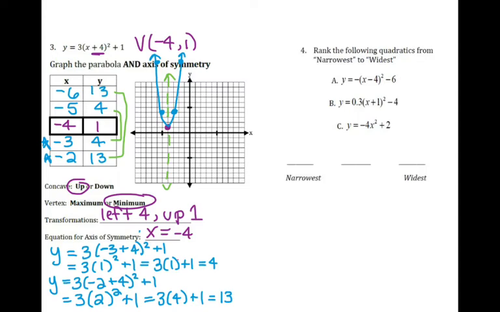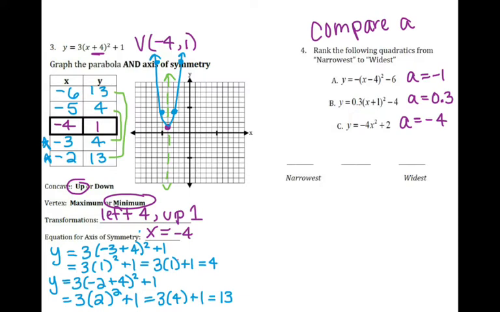Now, when you're comparing the width of a parabola, what you are focusing on is A. So we want to compare A values. If I look at letter A, my A is what's in front of the parentheses. So A in this case is negative 1. A for letter B is 0.3. And A for letter C is going to be negative 4. Now I'm going to temporarily ignore the negatives. The negatives are just going to tell me that my parabola is opening down.